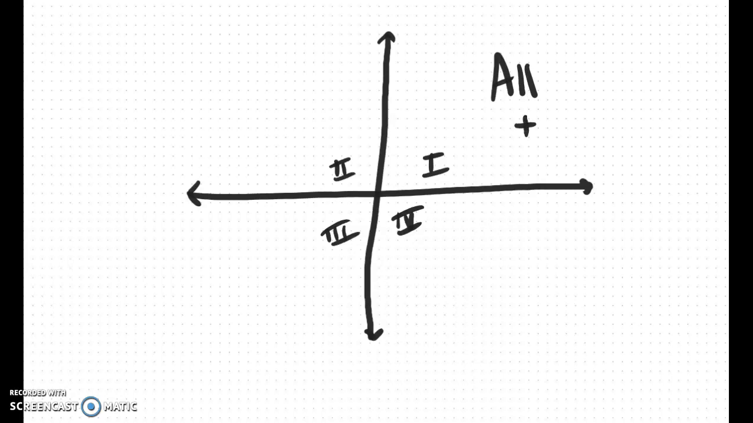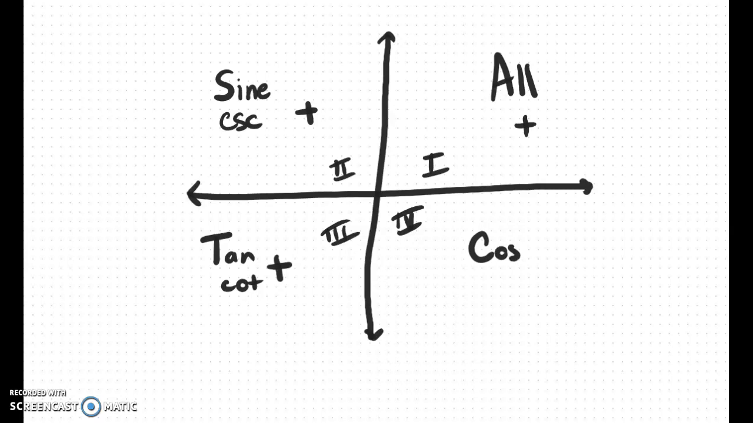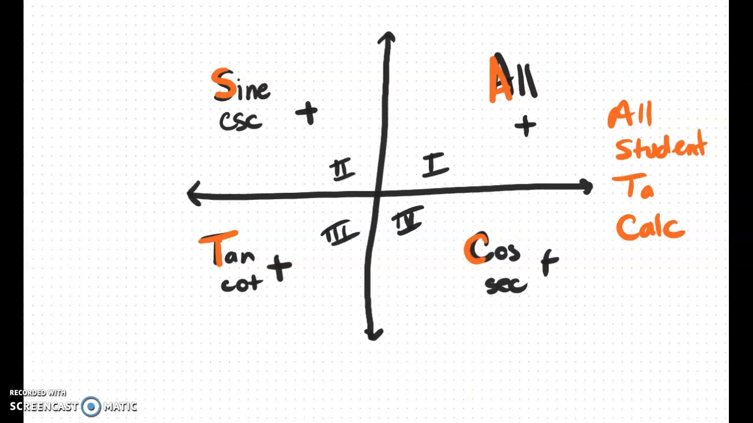So all positive. And then in quadrant 2, we've got sine and its inverse. So I'm going to say sine and also cosecant are positive here. And then in this one, we have tangent and its inverse, which is cotangent, are positive here. And in the last one, we have cosine and its inverse, which are positive here. And a way to remember that is the phrase, all students take calculus. And so I wrote it over here, all students take calculus. And we'll talk more about this in the next video.